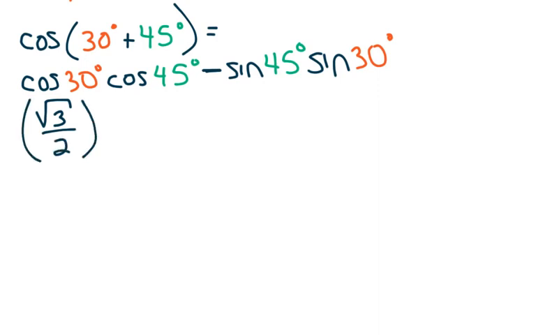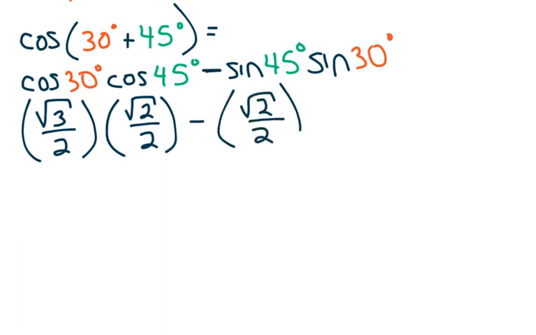Alright, and then on the unit circle, if you go to cosine of 45 degrees, the x value is root 2 over 2. Then we go to sine, which is also root 2 over 2. It's your y value there, and then sine of 30 degrees. That's the y value at 30 degrees, which is a positive 1/2.